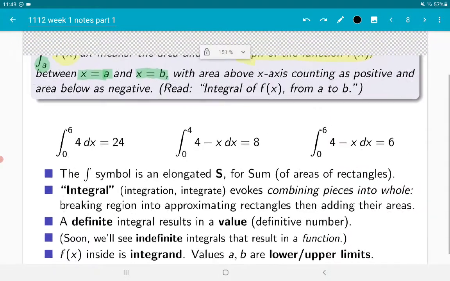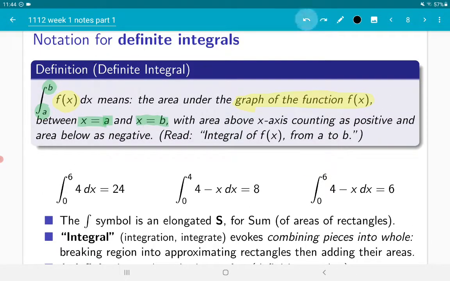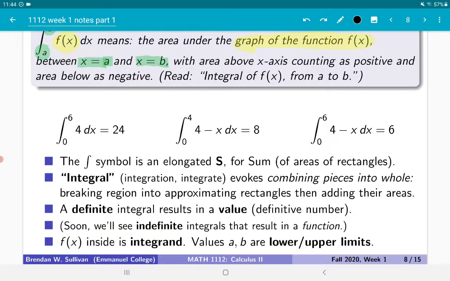The other idea is that the word integral or integration itself should hopefully evoke in your mind what we're doing, which is taking this region under a curve, breaking it up into small pieces, these rectangles, and then combining, integrating all of those areas together. The phrase definite integral, by the way, is just to distinguish this from another type of thing we'll see fairly soon called an indefinite integral. Think of definite as just saying there's a definite, a specific answer, there's a value. So the result of a definite integral is always going to be some number that represents the area of some region.